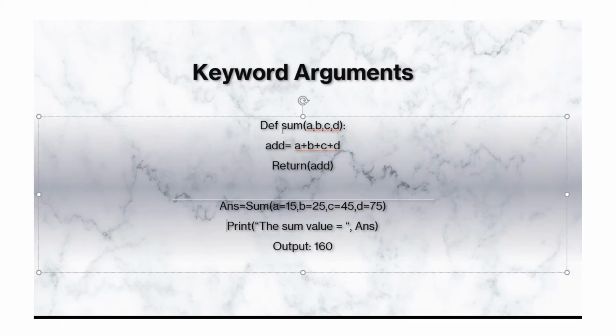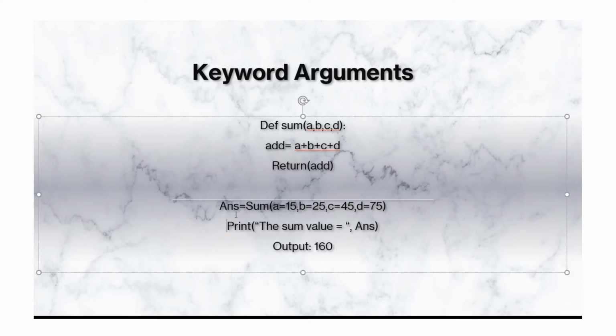So this sum function has four arguments, A, B, C, D. We are going to add all the arguments, and this function will return the same. The addition of all the four arguments will come as the return value of this function sum.